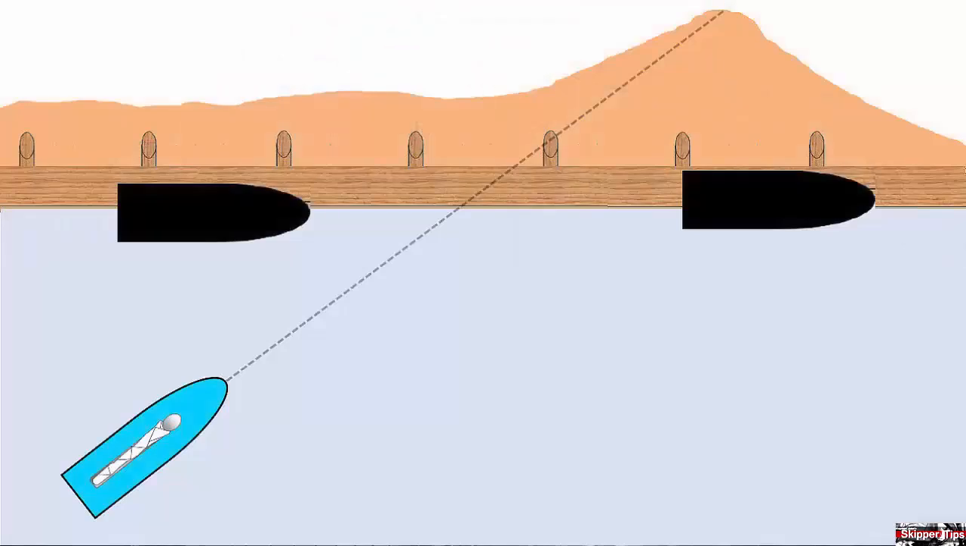Use transits when docking for greater precision. Here we need to land our vessel between the 2 moored boats, and we don't want her to drift ahead or astern. We have a natural transit formed by the hill and dock piling, and we'll keep these 2 objects in line throughout the approach for a smoother landing.